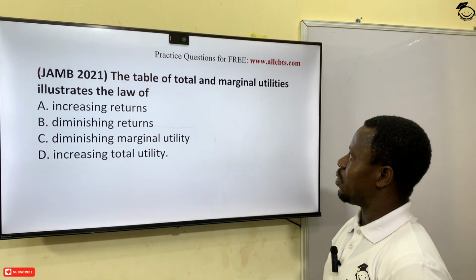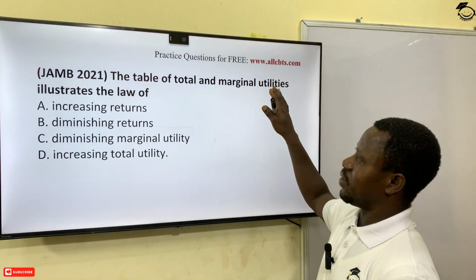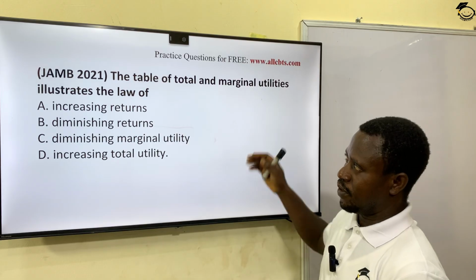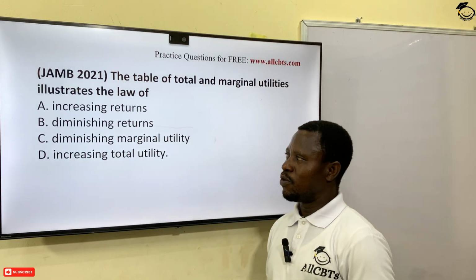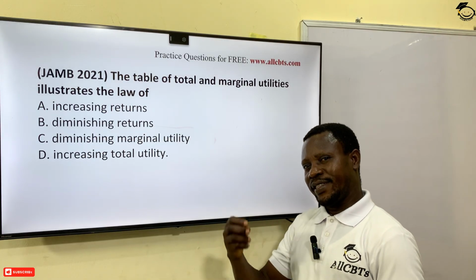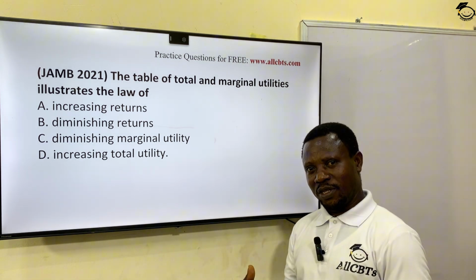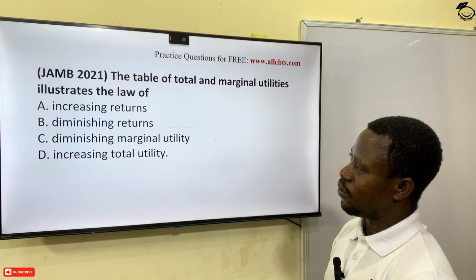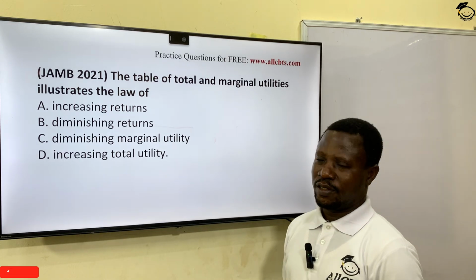The table of total and marginal utility illustrates the law of what? When you have utilities, you're talking about the satisfaction derived from a want or from a service, from a product, from a good or from a service. All right? So when you talk about the total and of course the marginal put together, what law is that? Remember, the marginal utility says that one extra additional consumption, the more you consume one additional consumption, the less satisfaction, the less utility you derive from it. So from that word, the less utility, which will be suitable for the answer? Increasing returns, diminishing marginal utility, increasing total utility. The answer, of course, is what?